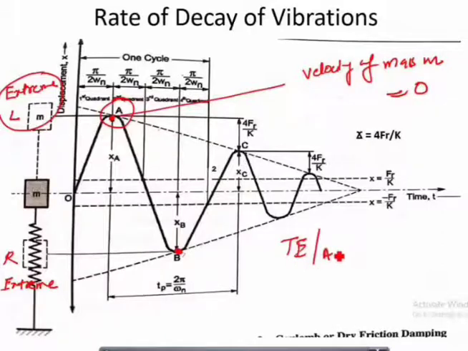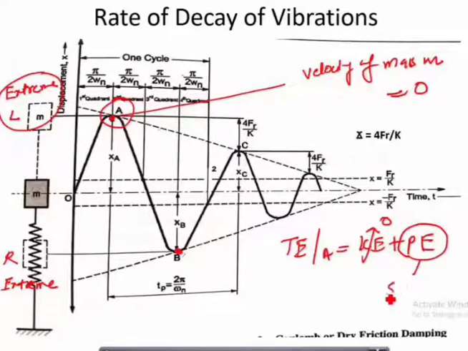Total energy at point A will be kinetic energy plus potential energy. But this kinetic energy is 0 because velocity of mass M is 0. So the total energy is only the potential energy. Potential energy is nothing but the strain energy, because the energy stored inside the spring is elastic energy, that is, the energy due to the elastic deformation.